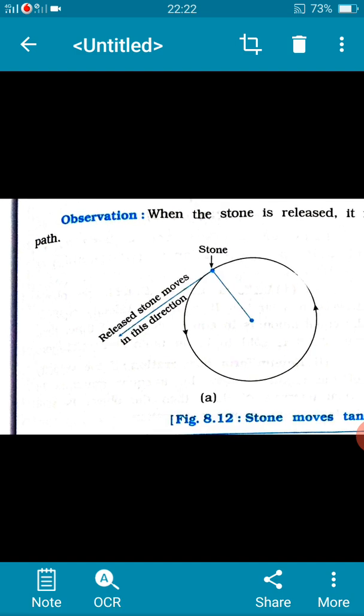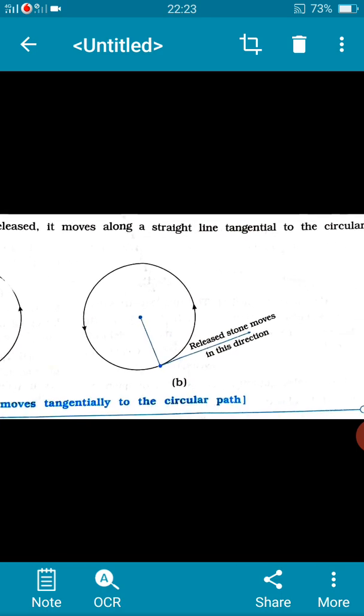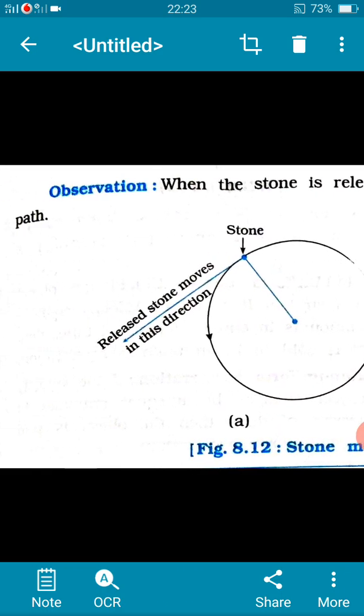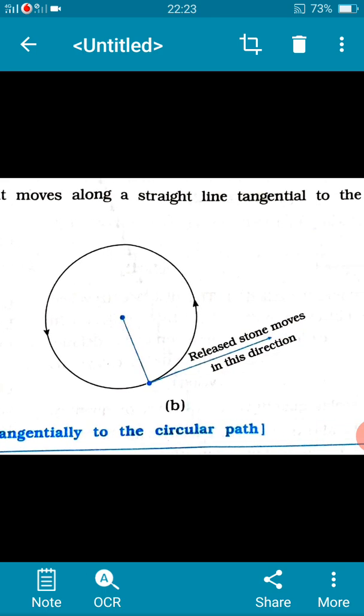See this picture. When the stone is released, in which direction does it move? When you rotate a stone with the help of a string, and at a certain point you release the stone, it will go in the direction of the tangent. It moves along a straight line tangential to the circular path. See the first picture. When it is released, it moves along the tangent. Second one also, it moves along the tangent. So these are examples of uniform circular motion.